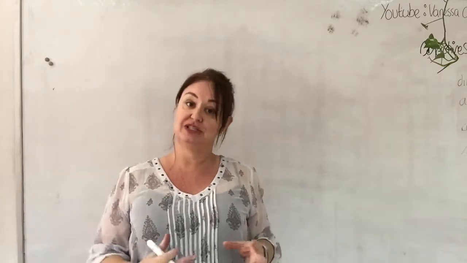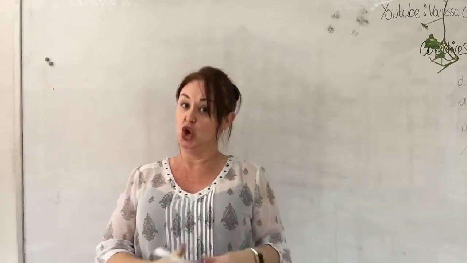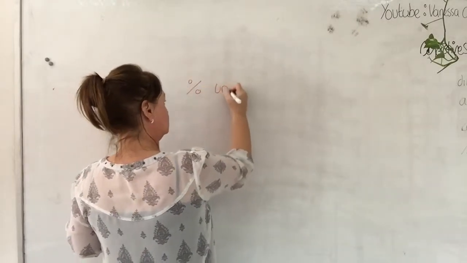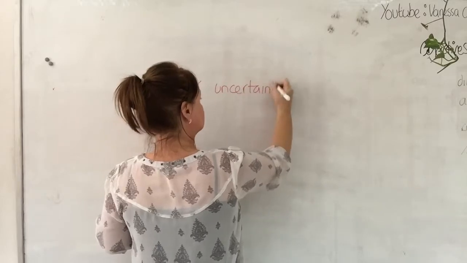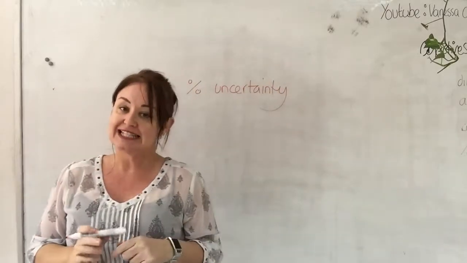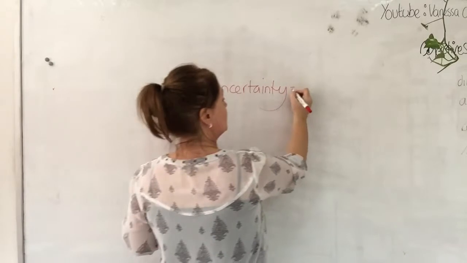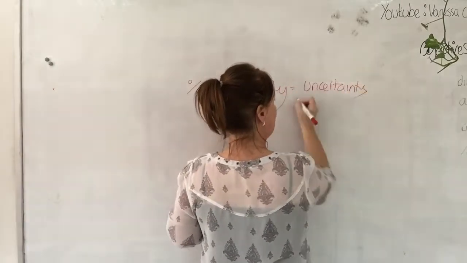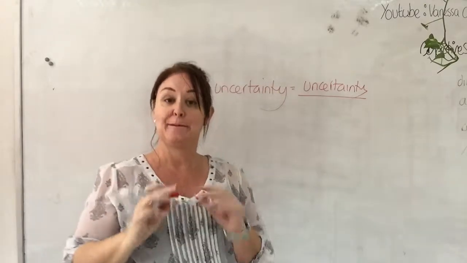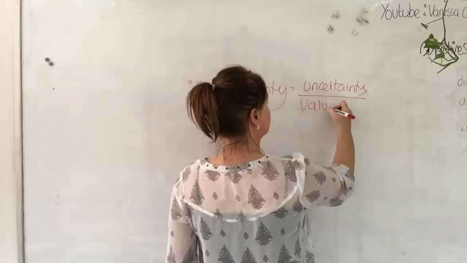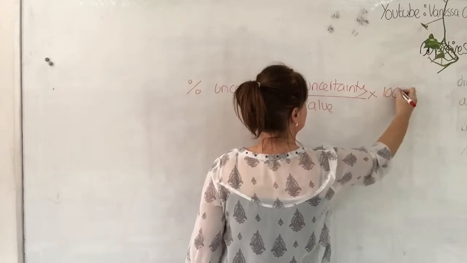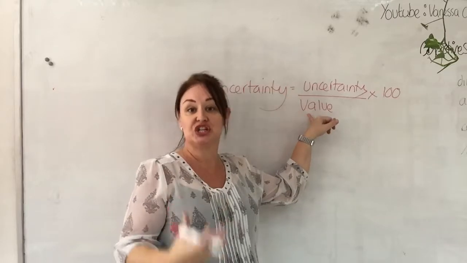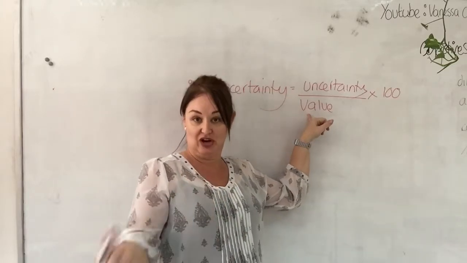So to make that uncertainty relate to the mass that you're using, we use percentage uncertainty. And to calculate that, what we're going to do is we take our uncertainty and we divide it by our value and we times it by 100. So in this case, our value would be the change in mass, and that's what we're applying our uncertainty to.